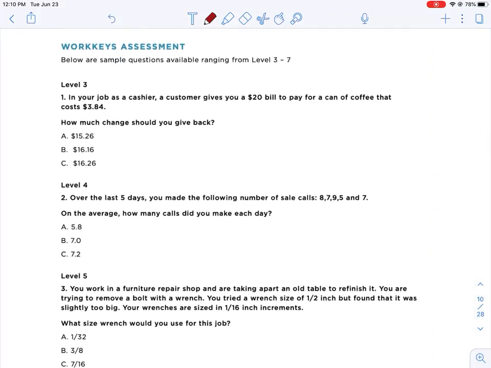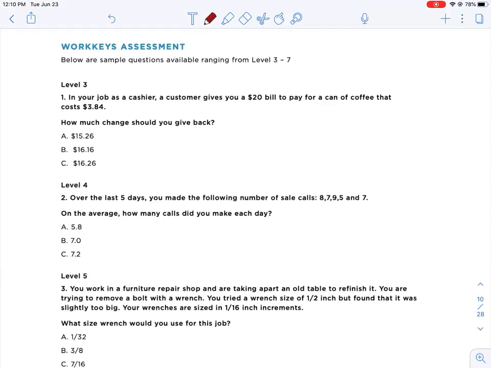Here's just some different application problems. We'll go over those real quick. In your job as a cashier, a customer gives you a $20 bill to pay for a can of coffee that costs $3.84. How much change should you give?